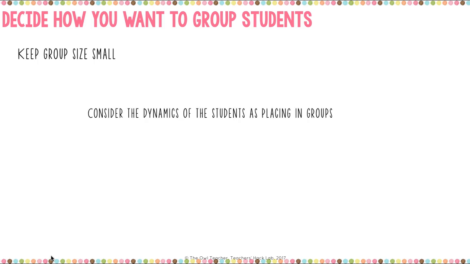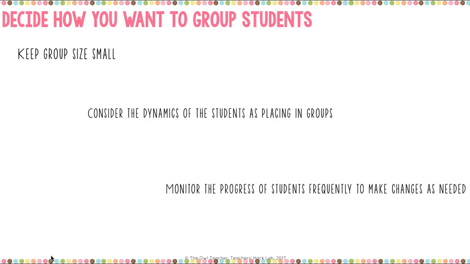You want to consider the dynamics of the students as you're placing them in groups. For instance, you want to think about their behavior, their attitudes, and even their work ethics when you're forming the groups. Oftentimes, I will try to balance out the groups by thinking about who my shy students are and who my talkative students are. I tend to put one shy student in the group, and then go to the other end of the spectrum and put a talkative student in the group. That way it balances it out.